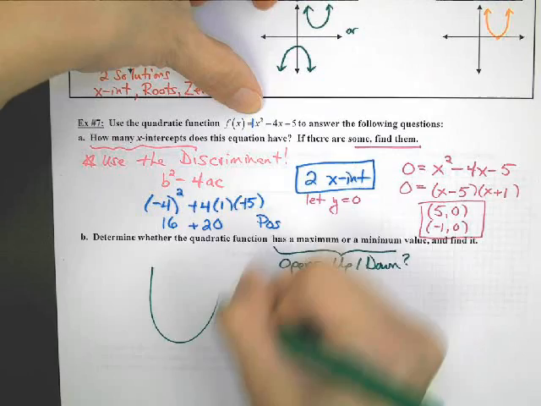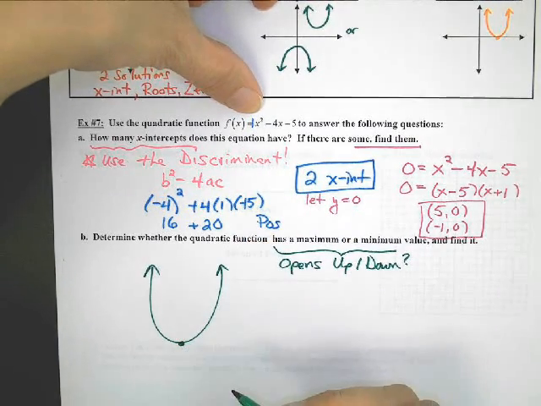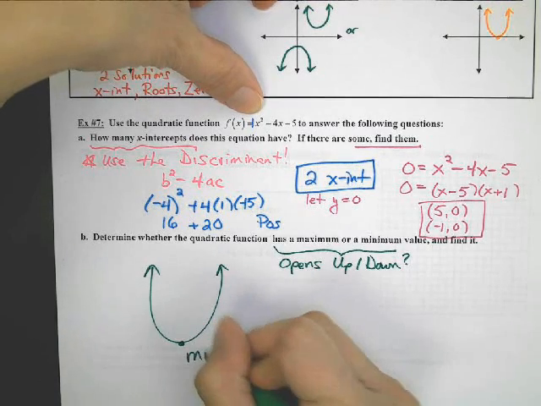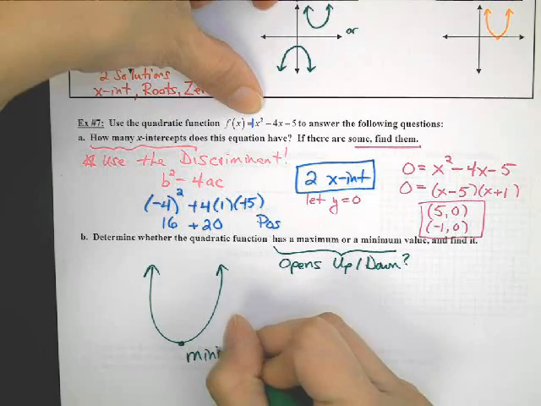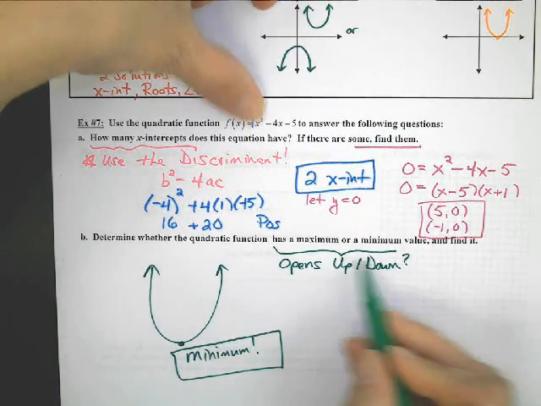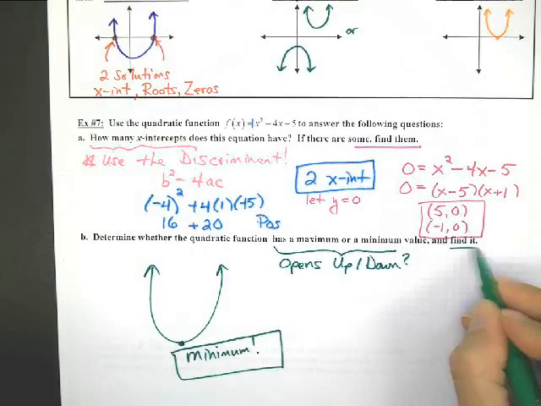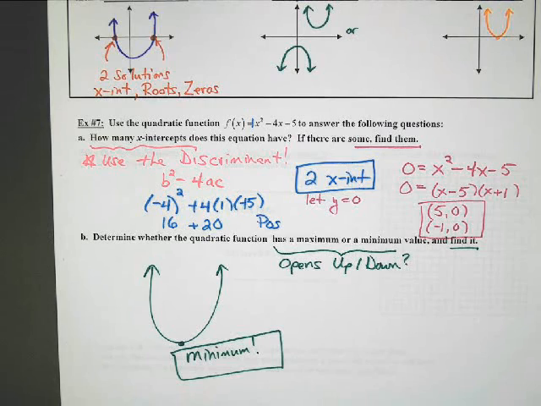Up, you say? All right, here's a nice picture of it. Does it have a maximum or a minimum? It has a minimum. Okay? So that's just a question of which way does it open. Now find it. How do you find it? That minimum is a vertex.